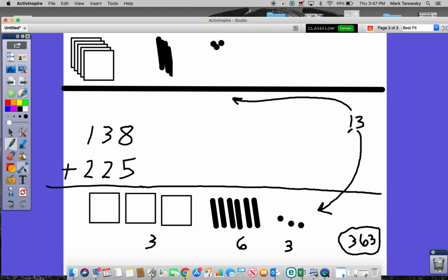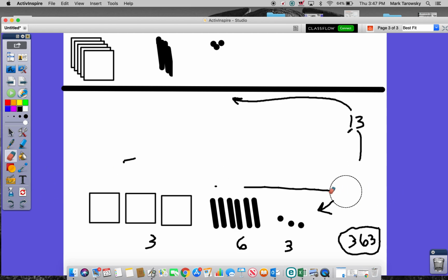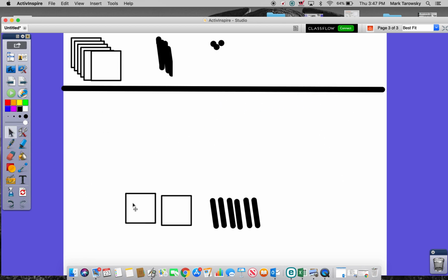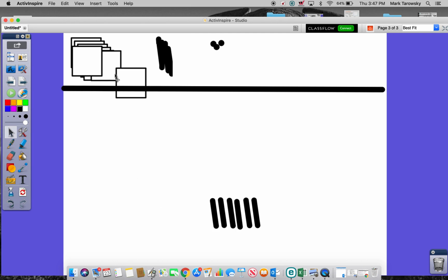Okay, now I'm going to go ahead and erase mine one more time, and all my little dots are going to go away. Let me move these up. Now, for this next one, I do want you to draw this next one.